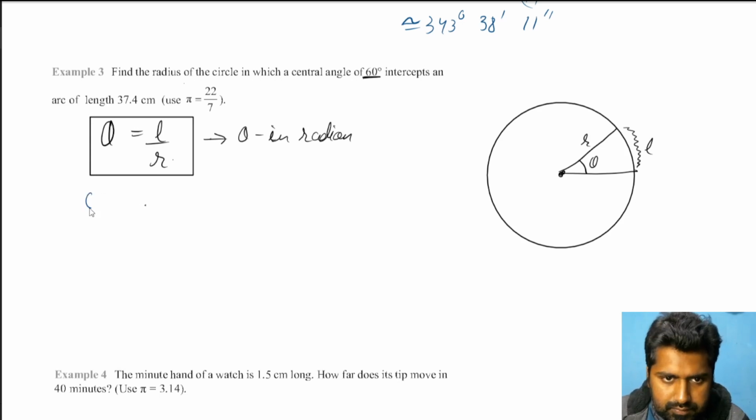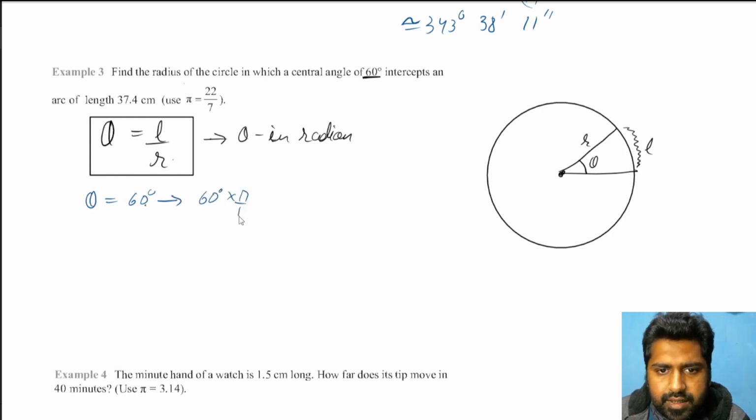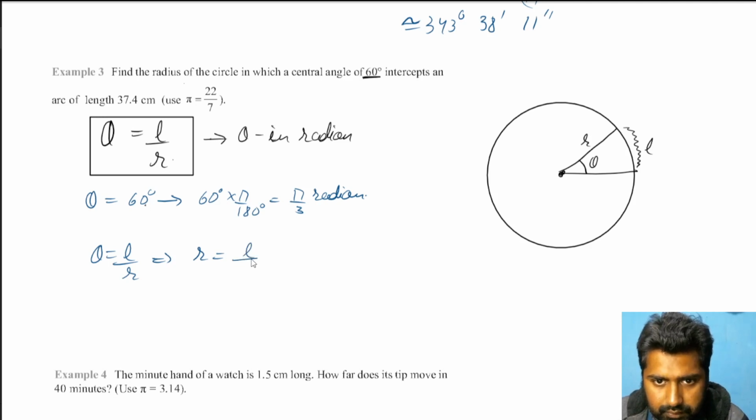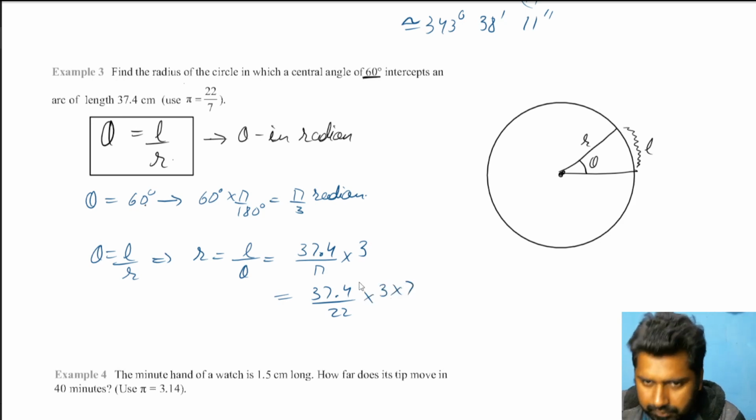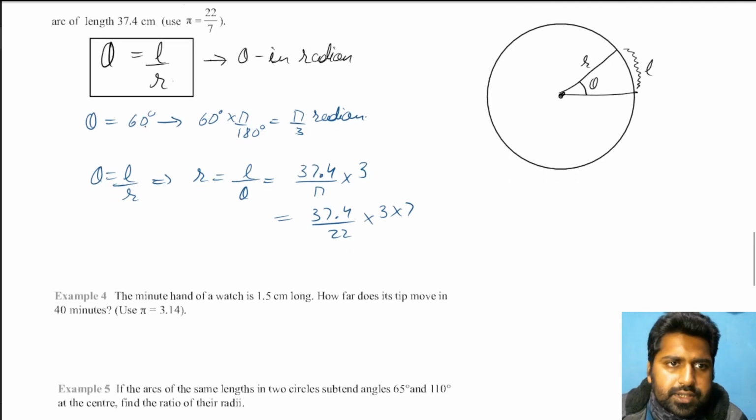For this question, theta is given as 60 degrees, so I have to convert it into radian. First of all, 60 into pi by 180 gives me pi by 3 radian. Now I can use the formula theta is equal to L by r. What is asked? Radius. So I convert the formula for radius: radius is equal to L by theta. L is 37.4, and theta is pi by 3. The 3 will go in the numerator, and the question says use pi as 22 by 7. So use 22 by 7: 37.4 upon 22, 3 is already there, and 7 again goes up. Solve the calculation, get your answer.